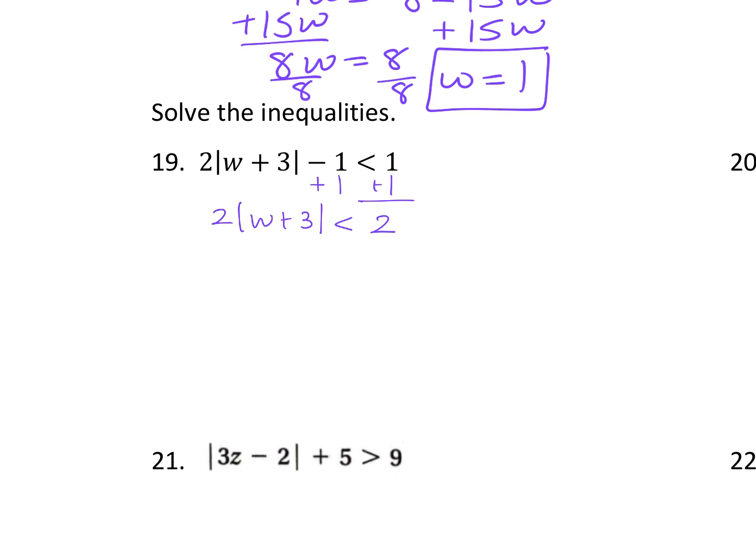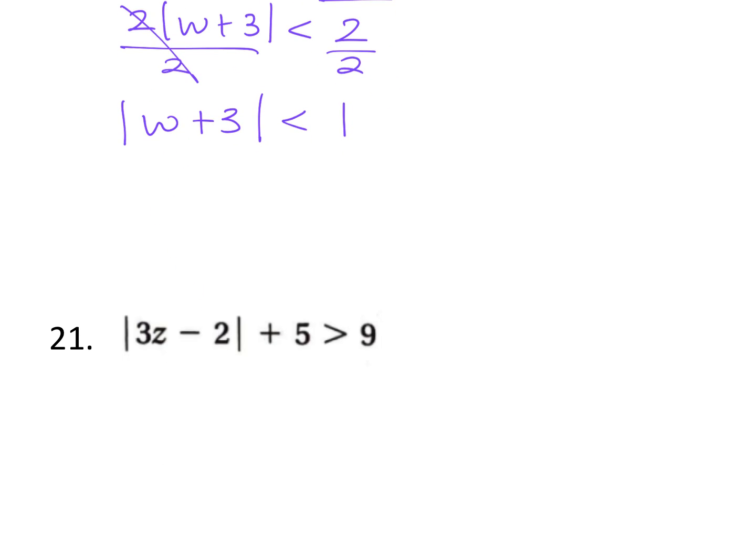Okay, then what? Do I distribute right here? No, don't distribute. We're going to divide by the 2. Do I flip my symbol right here? No. We divided by a positive, right? When do you flip? Multiply or divide by a negative, okay? Okay, so now we've isolated. What do you do next? Write 2, yeah. So W plus 3 is less than 1.